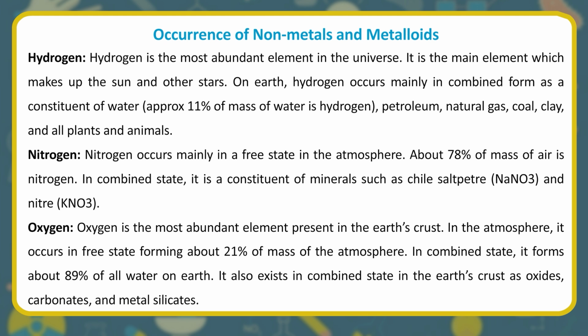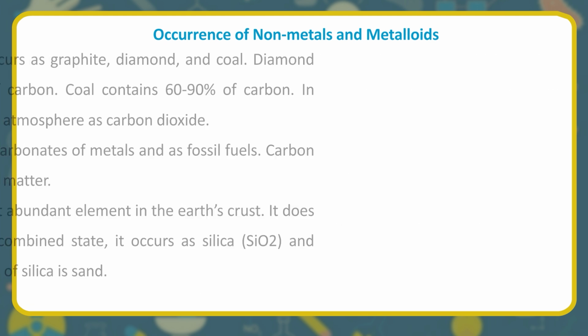Oxygen. Oxygen is the most abundant element present in the Earth's crust. In the atmosphere, it occurs in free state forming about 21% of mass of the atmosphere. In combined state, it forms about 89% of all water on Earth. It also exists in combined state in the Earth's crust as oxides, carbonates, and metal silicates.